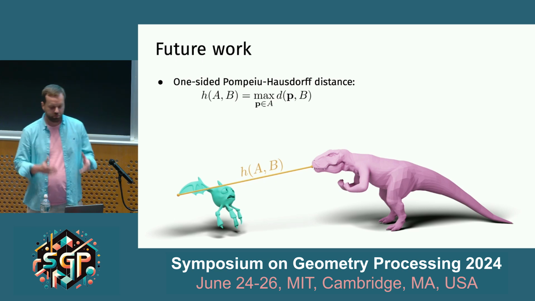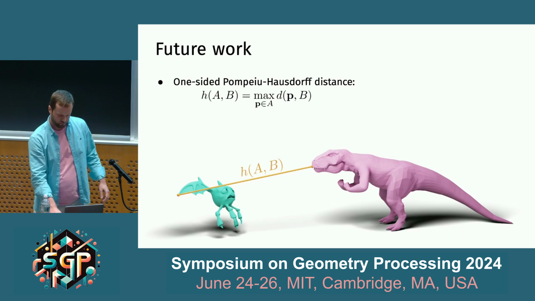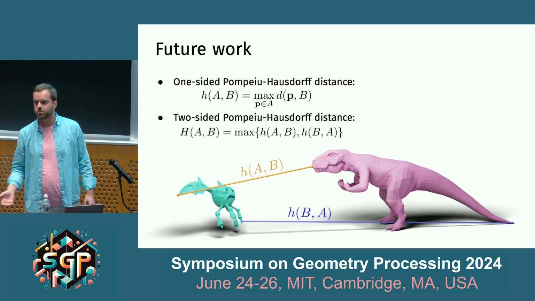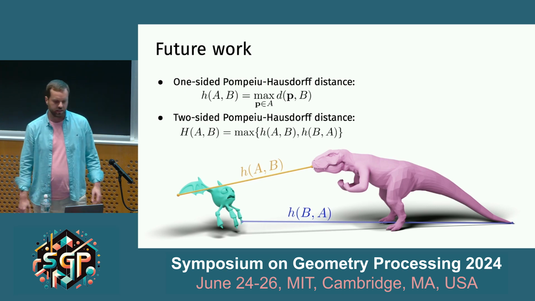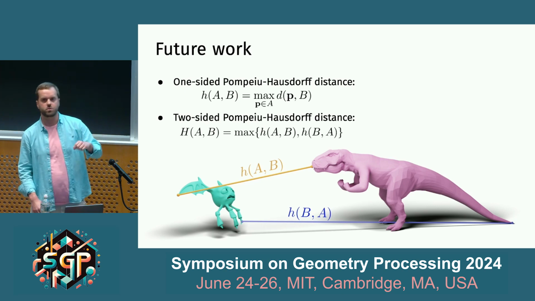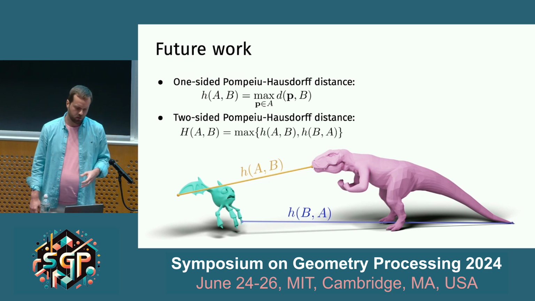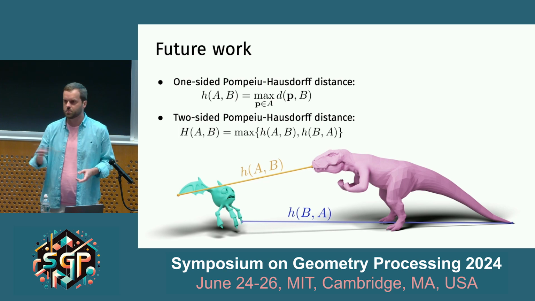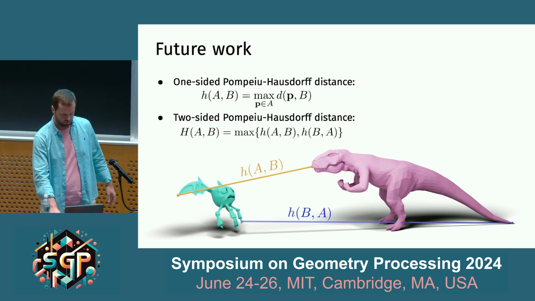So in this work, we focused on approximating the Pompeiu-Hausdorff distance from A to B. Some applications may need the two-sided symmetric version of the distance that is the maximum of the distance from A to B and from B to A. Running our method twice will result in approximation for this two-sided distance, but we think an interesting direction for future work would be to have a fast way to safely determine which of the two distances is the smallest, and then running our method only once.